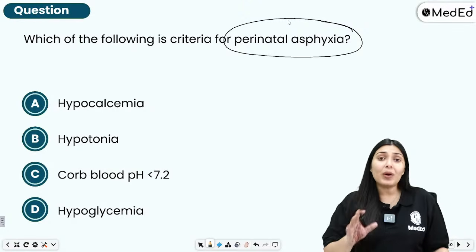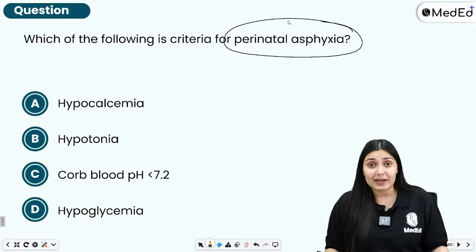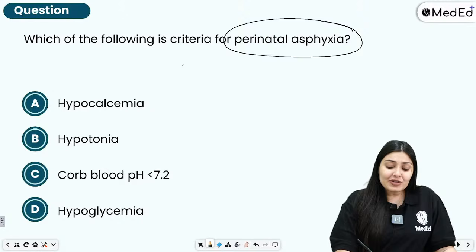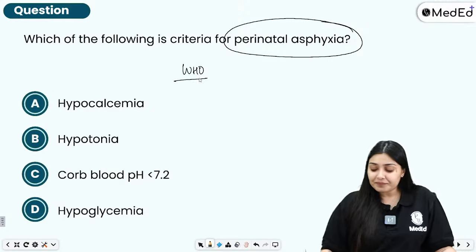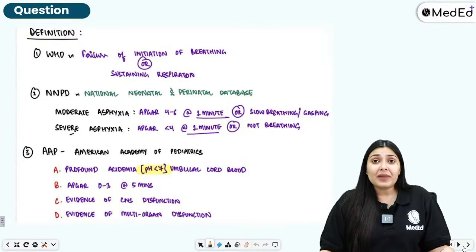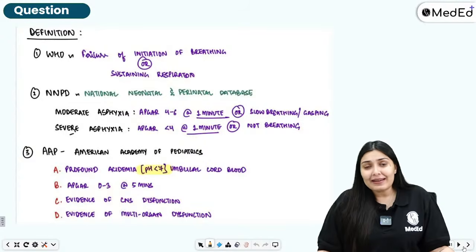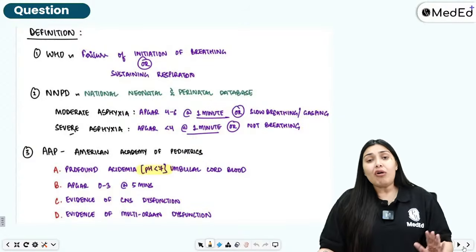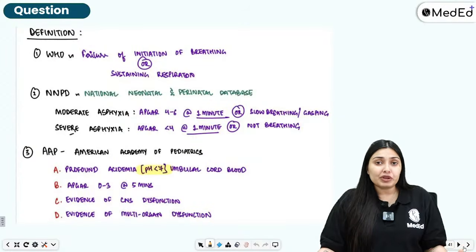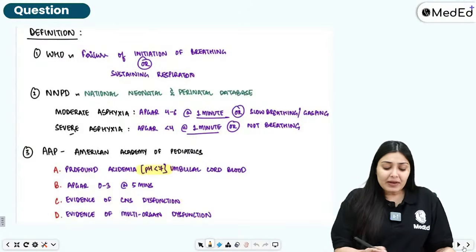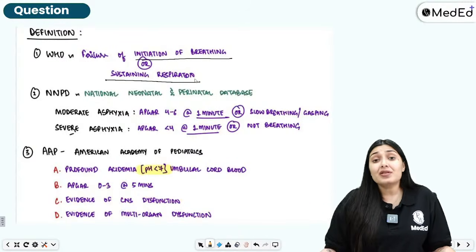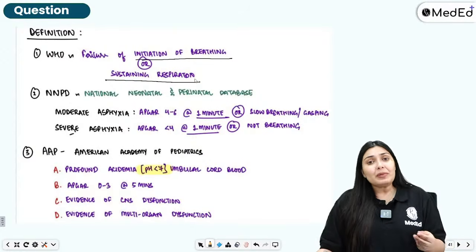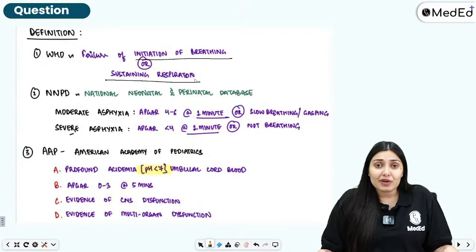So what exactly is the definition of perinatal asphyxia? Here I'm going to tell you three definitions actually. The first definition is the WHO definition. What did WHO say? WHO, very simple people. They said if the baby does not cry after the birth, does not initiate breathing after the birth, or does not sustain breathing after the birth, that is perinatal asphyxia. Very simple, failure of initiation of breathing or sustainment of respiration. This is nothing but perinatal asphyxia. So WHO people were very simple and sweet and gave the sweet definition.